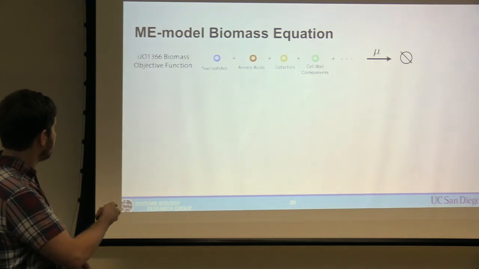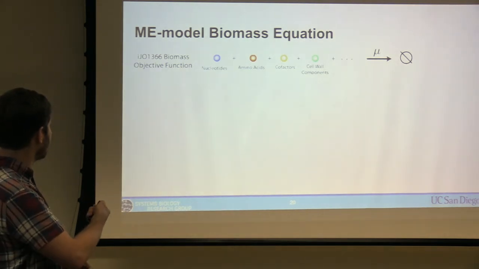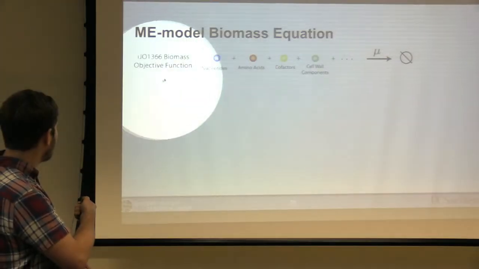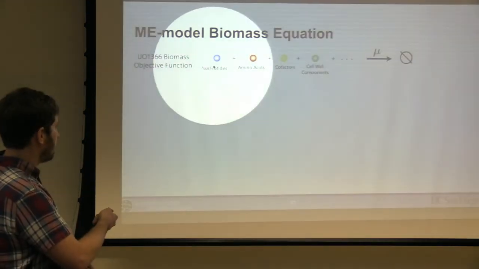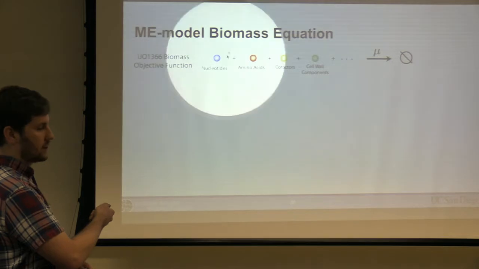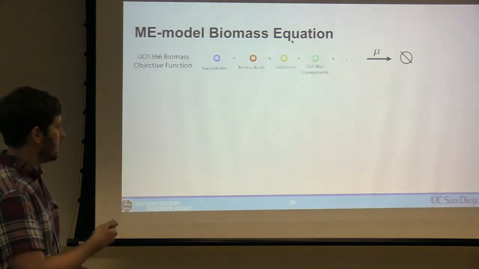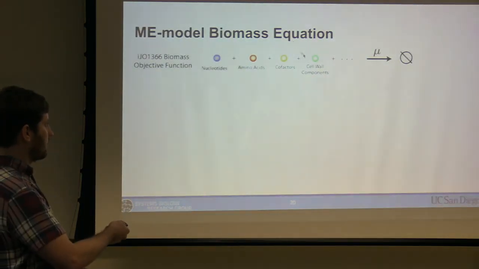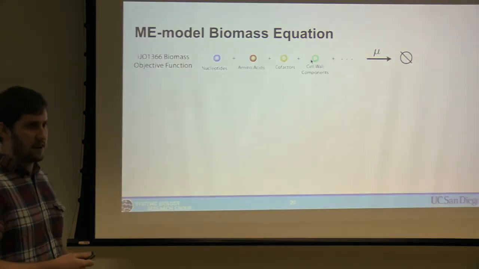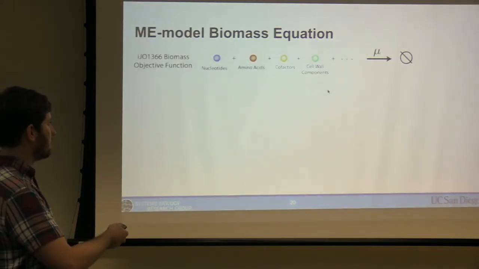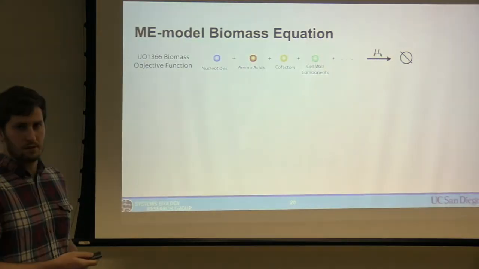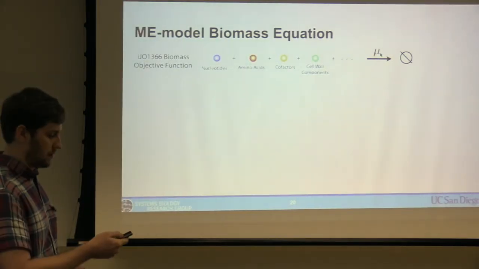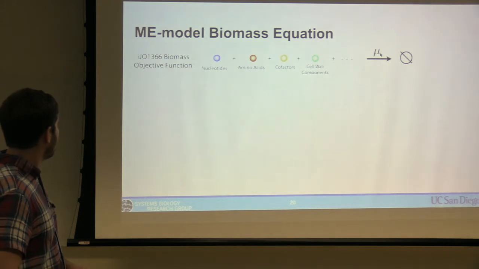So if you consider a cartoon of the biomass objective function for the E. coli M model, iJO1366, you have basically biomass building blocks, nucleotides, amino acids, cofactors, and then some things that aren't really included in catalytic macromolecules, like cell wall components. And all of this is set to a rate that's equal to the growth rate, because that's the way the biomass objective function is defined.